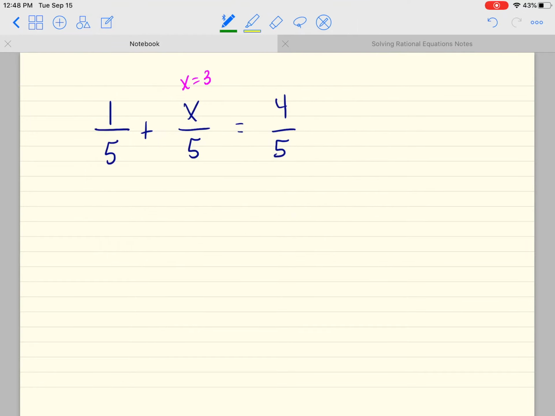Now what if I change my denominators? Let's say this was 6 and 6 and 6 here instead. Does that change my answer?